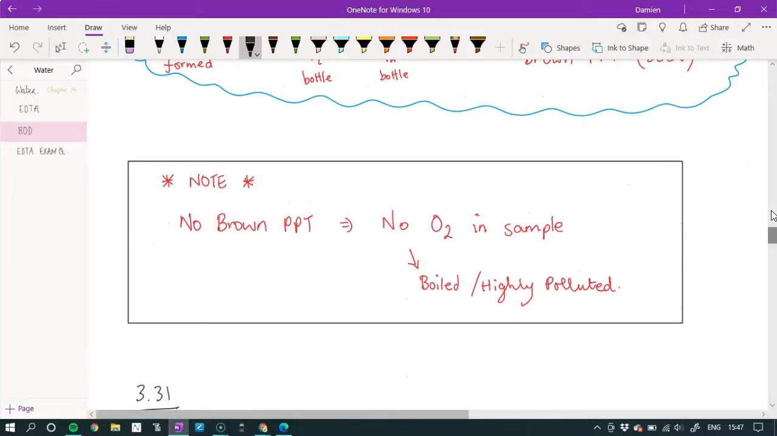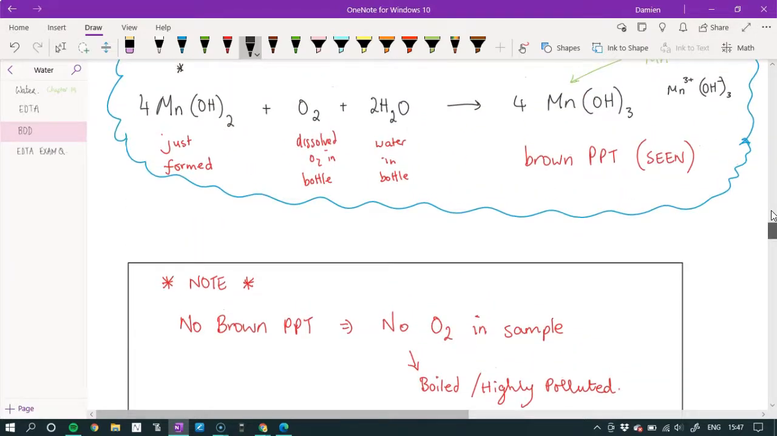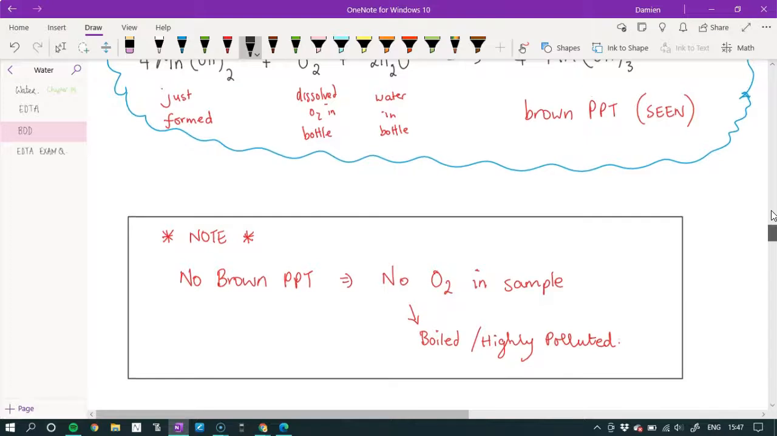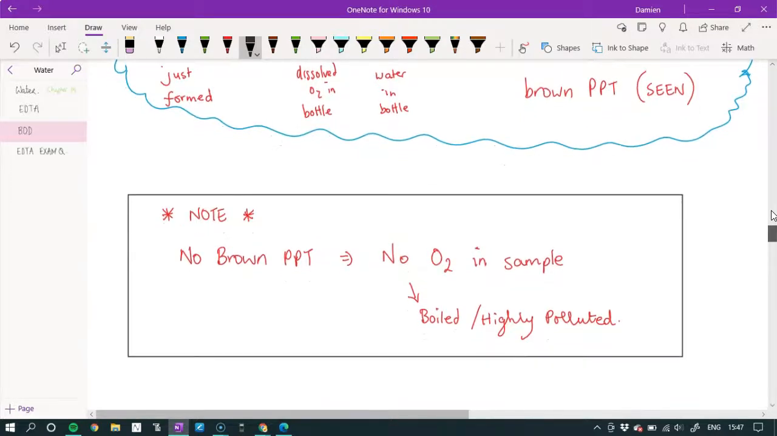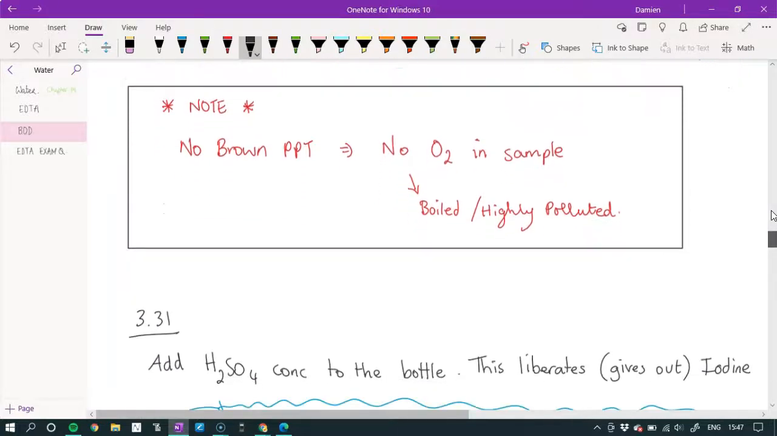It's just a note about the brown precipitate. In some experiments, brown precipitate will not be formed. If there's no brown precipitate formed, that means there's no oxygen in the sample. Because if there's no oxygen in the sample, the reaction can't occur for the Mn(OH)3 to be formed. An example of this would be water that's boiled, which has no oxygen in it. Or highly polluted water, where you would also have no oxygen in it as well.